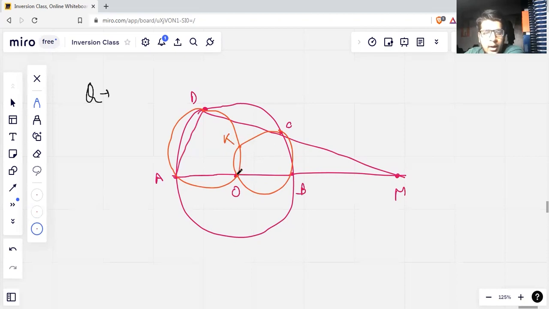You need to prove angle OKM is 90 degrees. This is what we need to prove. Think about this problem for 4 or 5 minutes, and if you need more, you should take more time. And then when you have given up, you should see the solution. Okay, I'll give you 5 minutes so that you can pause the video and try out the solution.